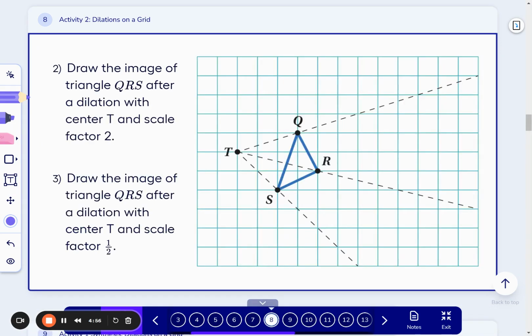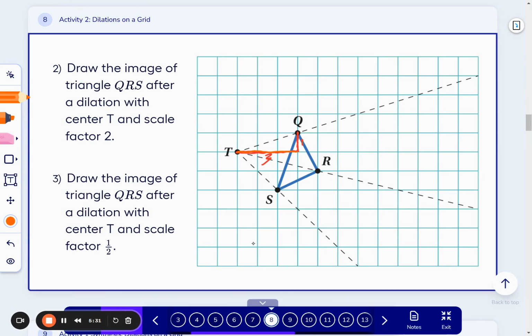So here we're going to do the same thing now with a triangle, and our center is not inside it, it's over here at T. So again, we're told the center of the dilation. So you want to come over and up. So you're making this right angle, this L shape. So that is 1, 2, 3, up 1. So now for our dilation, let's not use blue, choose orange.